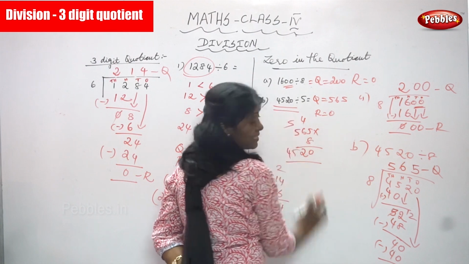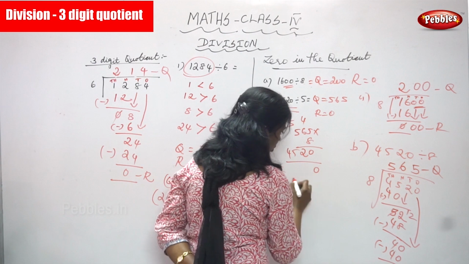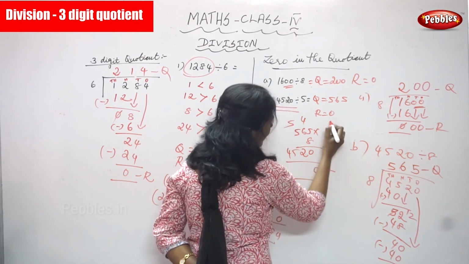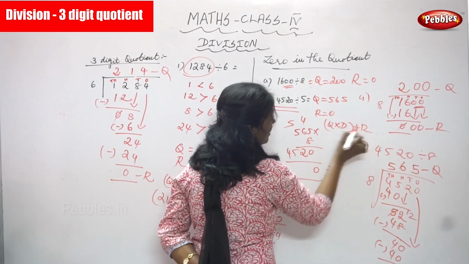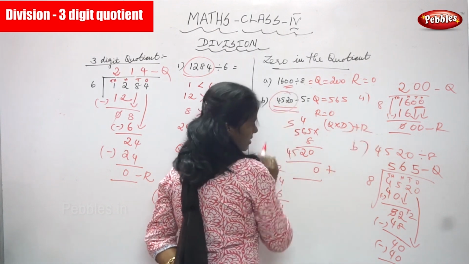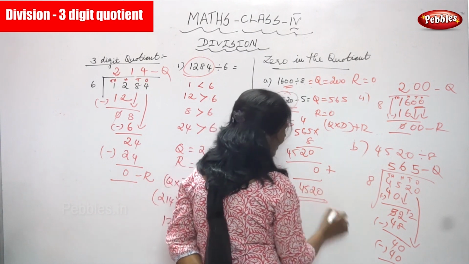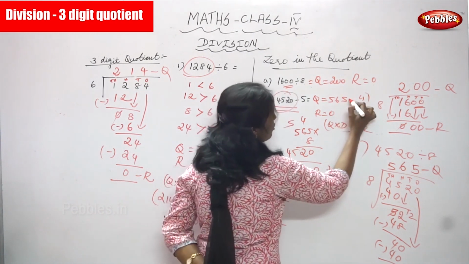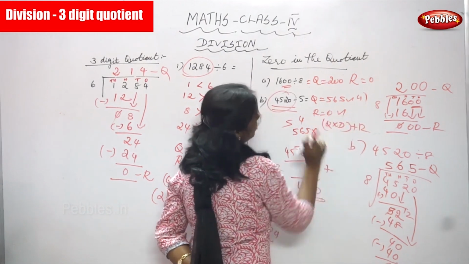The dividend has come, that means the question has come. So the answer is correct, even though you add 0 as the remainder, because the formula is quotient into divisor plus remainder gives the dividend. The question you got. So again 4520, the same answer will come. So whatever you find, the quotient 565 and the remainder 0, both are correct.